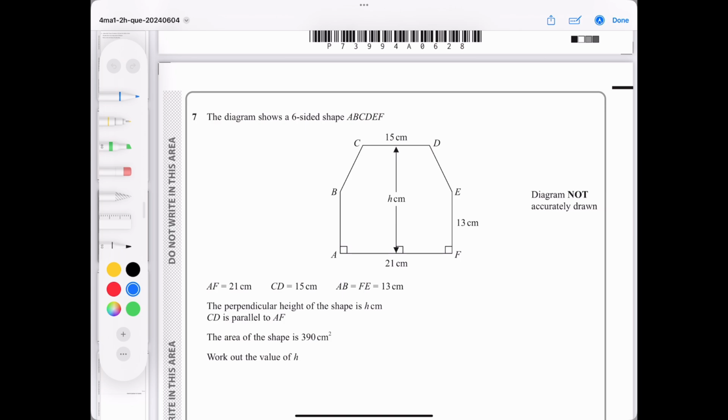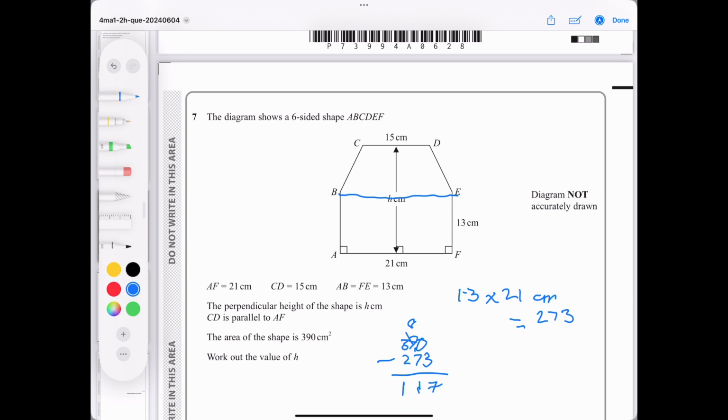So we know that bit equals 13 times 21 centimetres, which equals 273. So that means that the CBED is 390 minus 273, and that is 117. I suppose I could have actually just checked it by taking it away. Yeah, so that's 117.